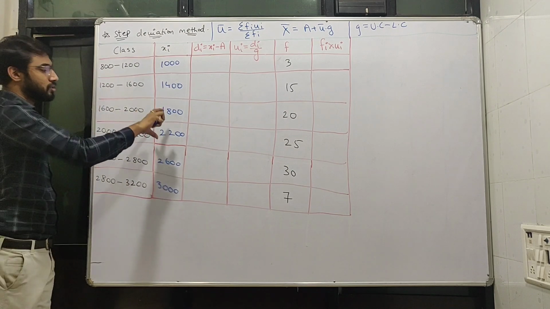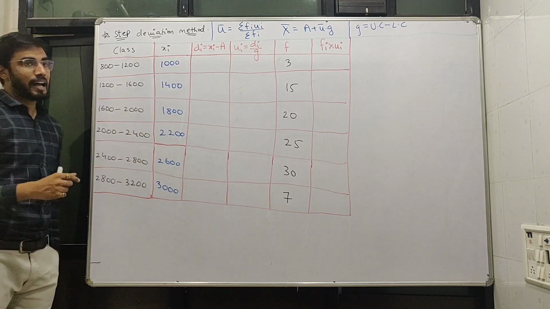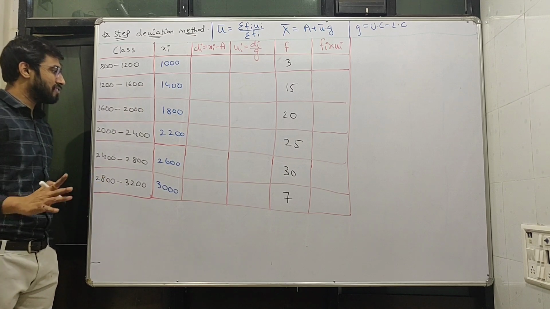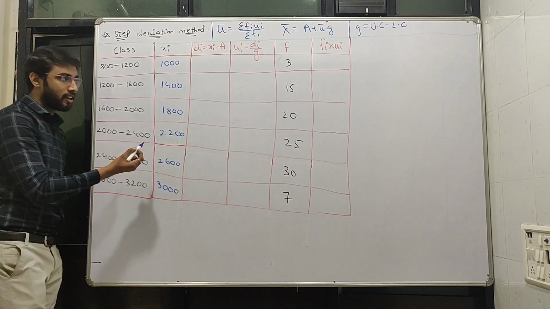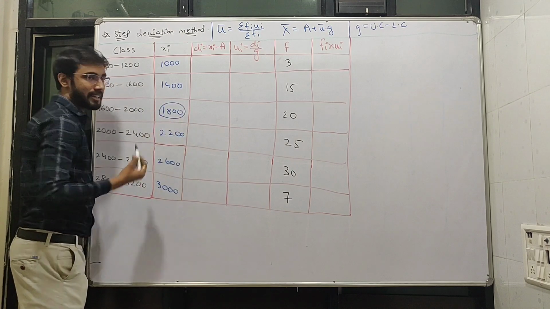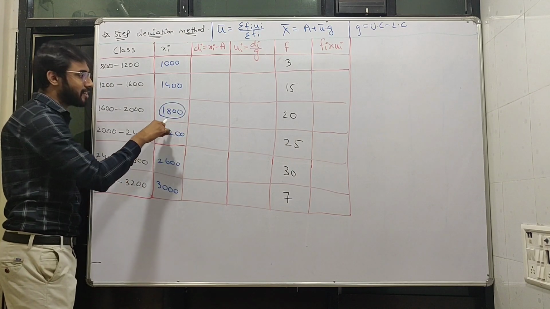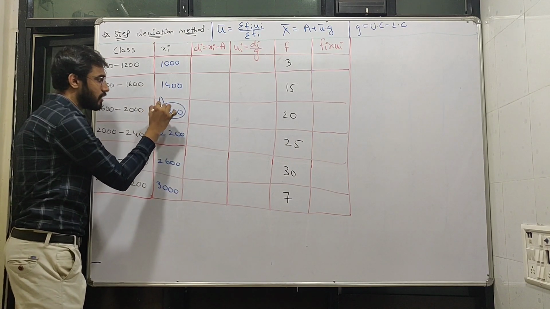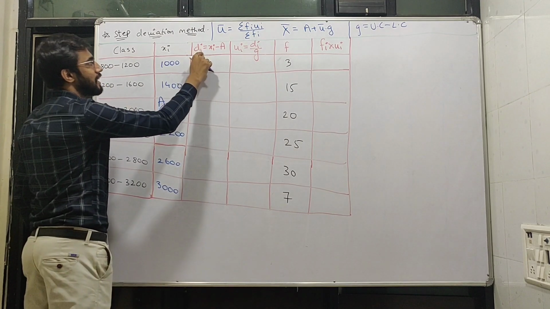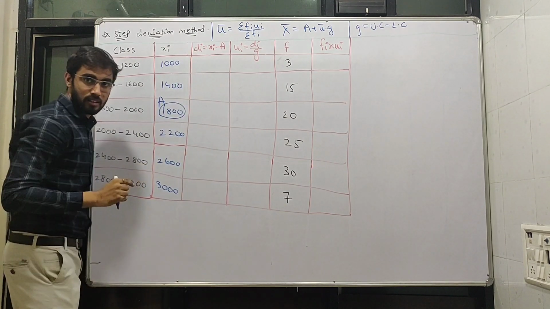Next, the middlemost value here has to be assumed for a. We assume the value for a as 1800. Okay, so 1800 is our assumed value for a. Next table is di is equal to xi minus a.